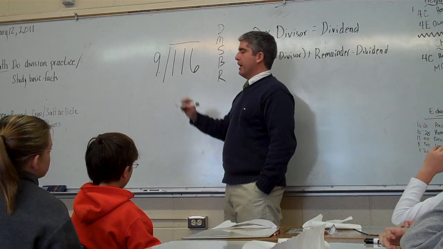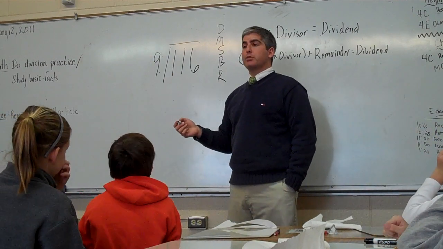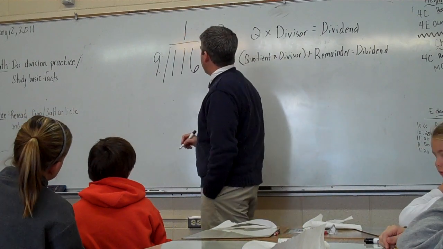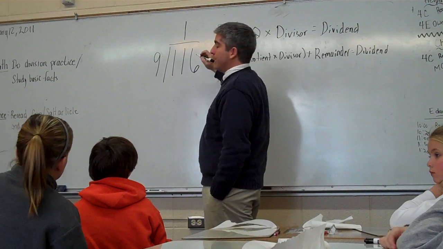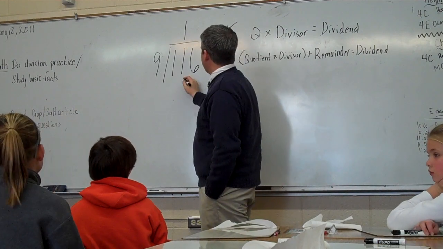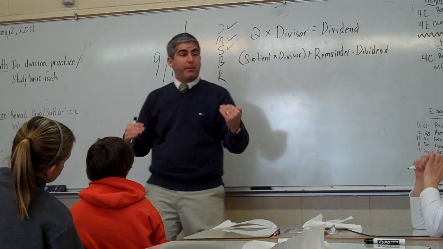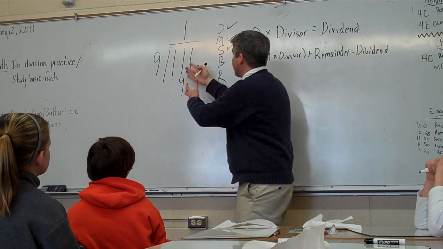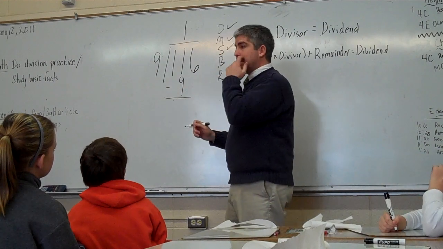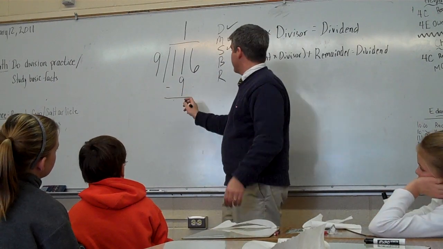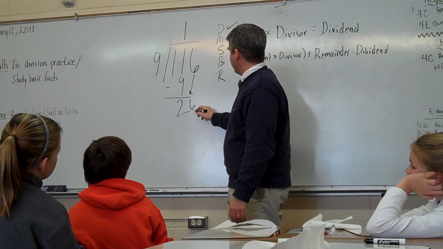Does 9 go into 1? No. Does 9 go into 11? Yes. How many times? Once. So I put it up top. So I've divided. Then I multiply. 9 times 1 equals 9. I put it underneath. Then I subtract. And see, if you put it in the right spots, it's already set up for you. Should make sense where you subtract. 11 minus 9 is 2. So I've subtracted. Then I bring down the 6.